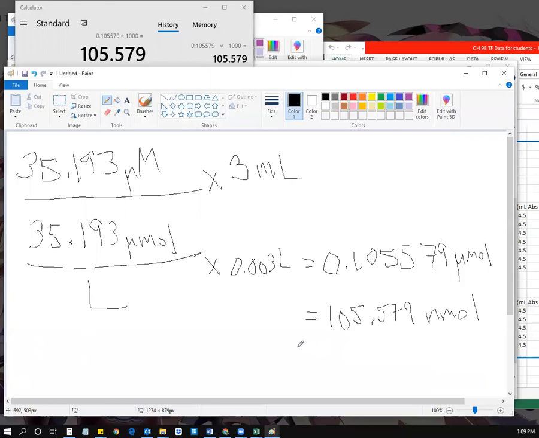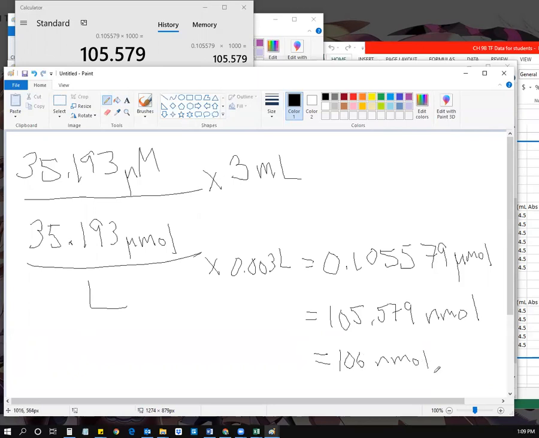Again, we weren't this precise with our absorbance values. So if our absorbance values had 4 significant digits, or I guess it should actually be 3 significant digits, then we should report something as 106 or 105.6. Should actually just remove that decimal, nanomoles there.